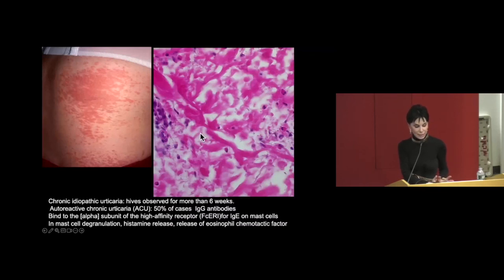Now, what about chronic idiopathic urticaria? Here we have patients that have urticaria observed for more than 6 weeks. And as it turns out, a significant percentage of patients who have so-called idiopathic urticaria, in fact, have autoantibodies that are targeting the alpha subunit of the high affinity receptor for IgE on mast cells, leading to mast cell degranulation. So in point of fact, a number of cases of urticaria represent a Gell-Coombs type 2 immune reaction, where that autoantibody binds to IgE on mast cells and causes mast cell degranulation.